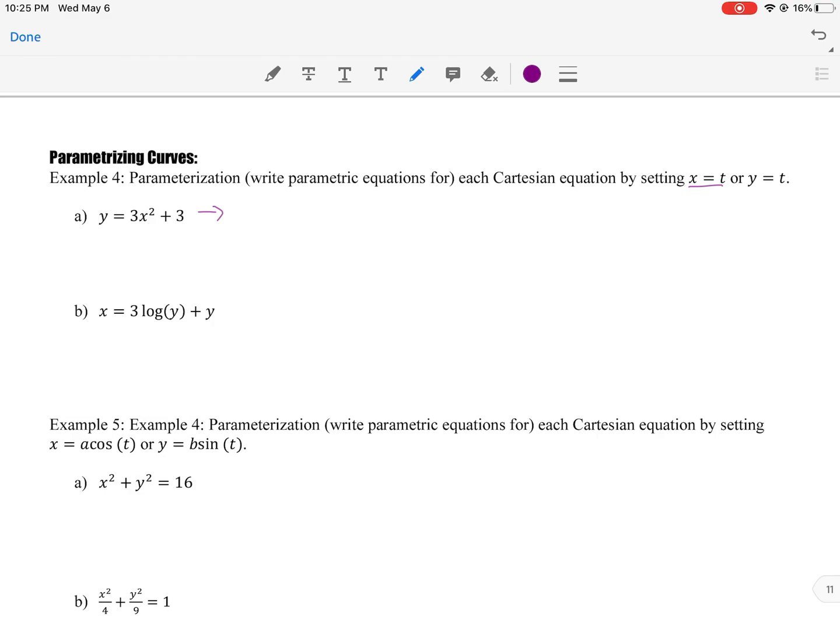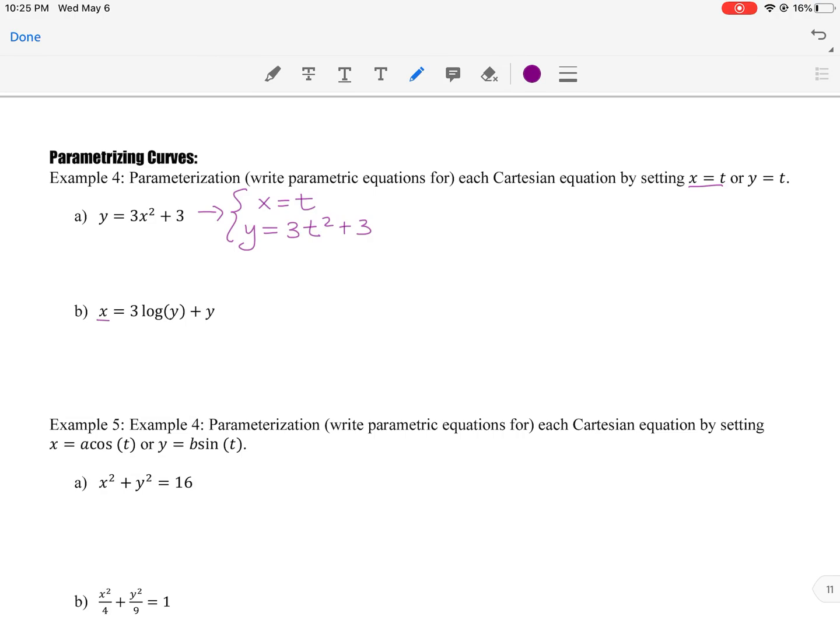So in this case, if I let x equal t, then I can just rewrite this second equation, y equals 3. Rather than x, we're going to use t squared plus 3. And this would be our parametric equations.